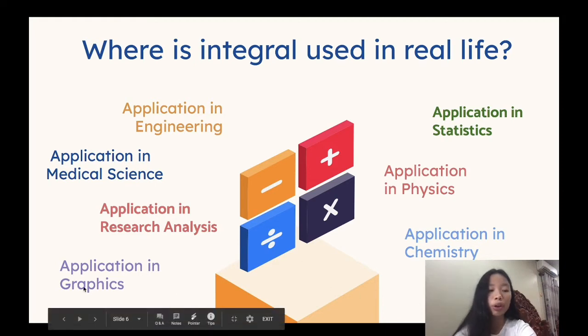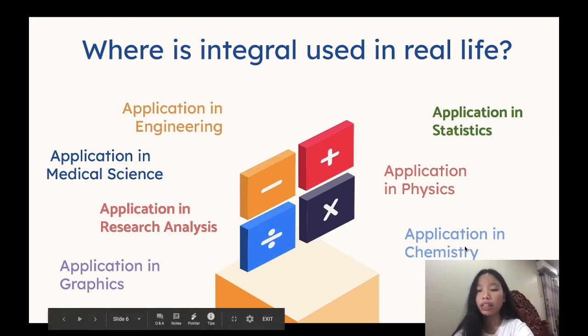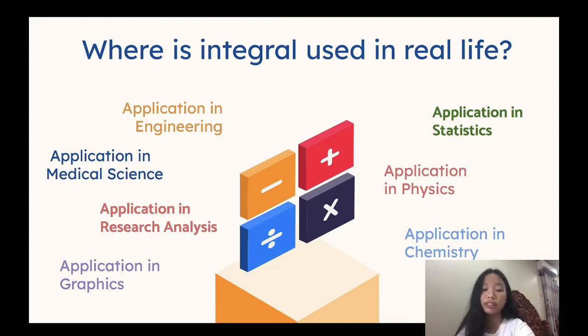Application in graphics. A graphics artist uses integration to determine how different three-dimensional models will behave when subjected to rapidly changing conditions. It can create a realistic environment for video games or movies. And finally, application in chemistry. It is used to determine the rate of a chemical reaction and to determine some necessary information of radioactive decay reaction.